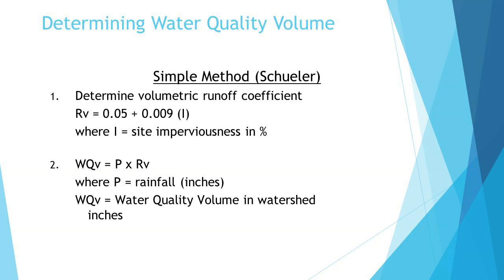And then you take that runoff coefficient and you plug it into the water quality volume equation. So you simply multiply that runoff coefficient by our precipitation depth, which is 1.25 inches. And then that will give you the depth in watershed inches for the water quality volume.